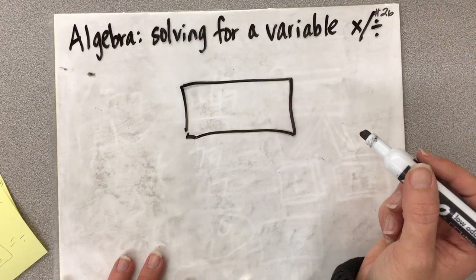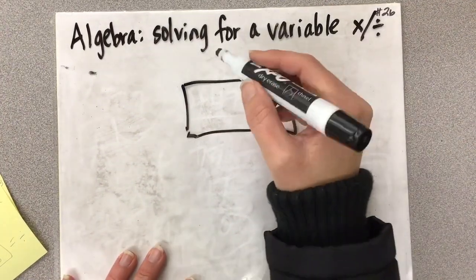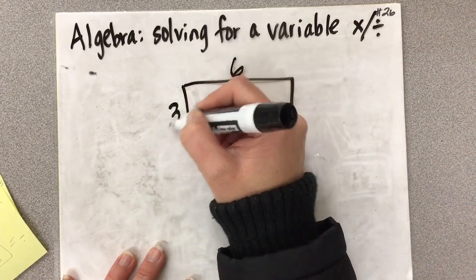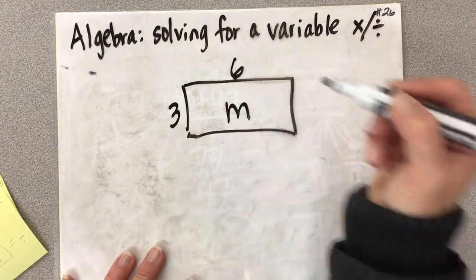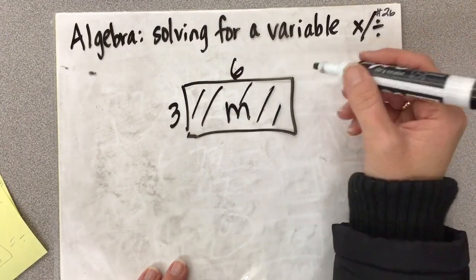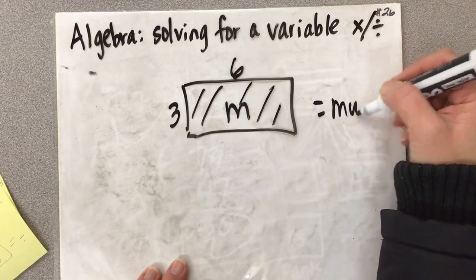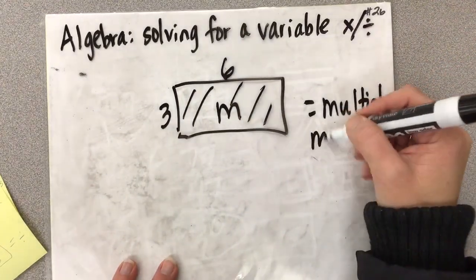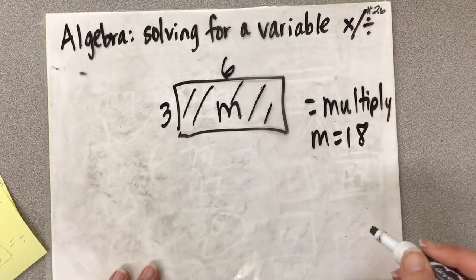Any size rectangle will work. If we know the two sides of the rectangle, for example, if we know this side is 6 and this side is 3, then we're looking for the area. The inside of the rectangle will be m. In this case, we will multiply. We figure out that m equals 18 because we multiply 6 times 3.